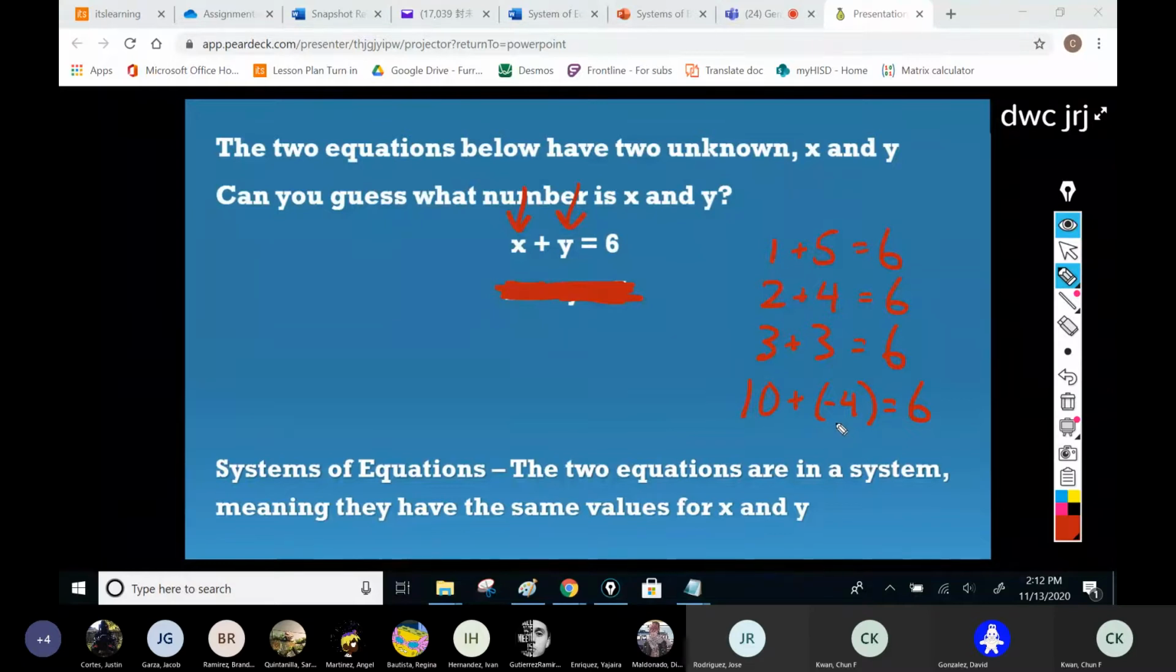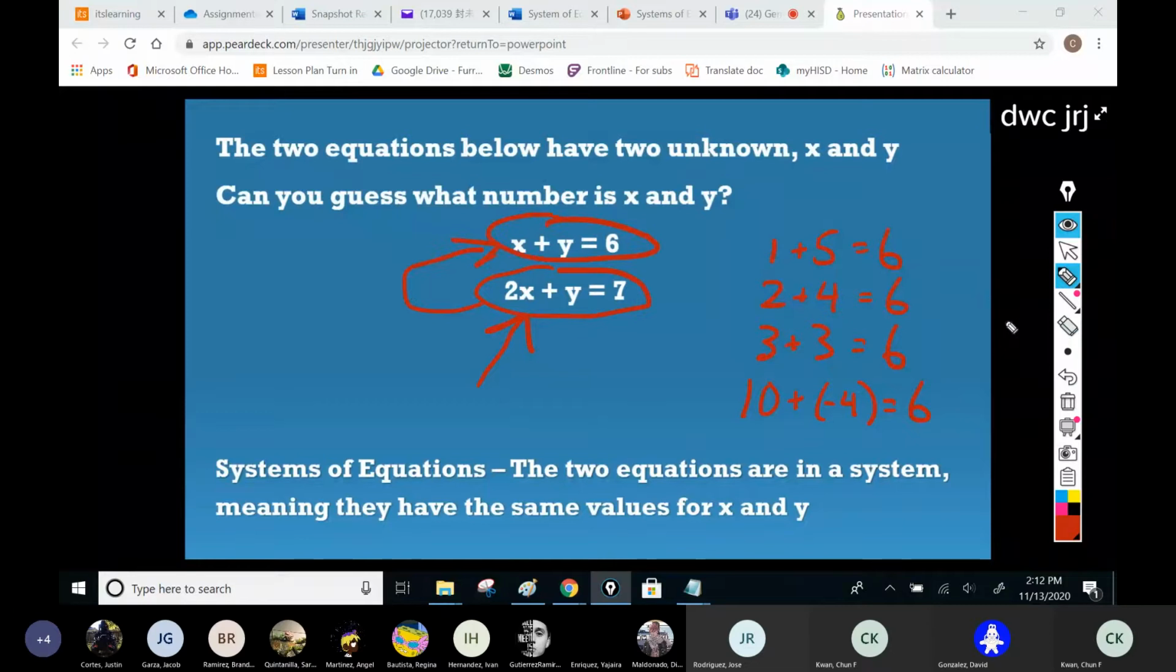My point is, there are so many different combinations. x and y could be any number. So when we have two variables, this is going to be a problem because you have so many possibilities, and it is really hard to pinpoint exactly what number is x and y. So whenever we see two variables, we have to use another equation to help us solve the other one.